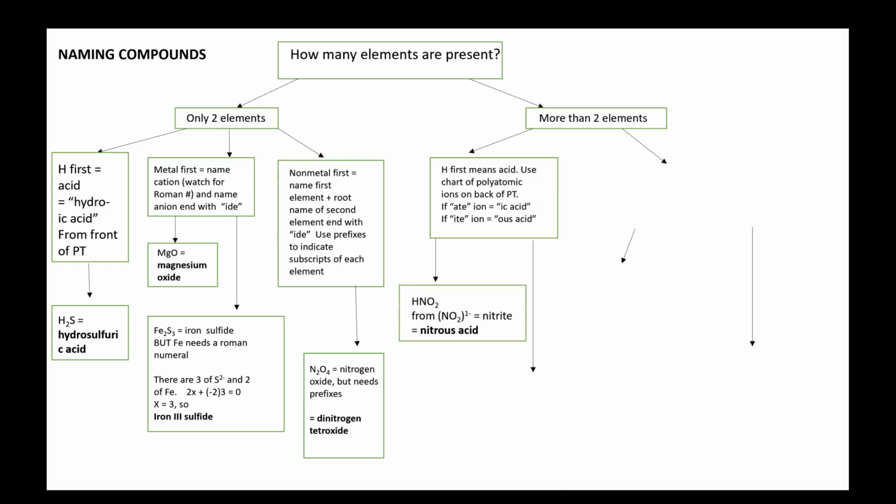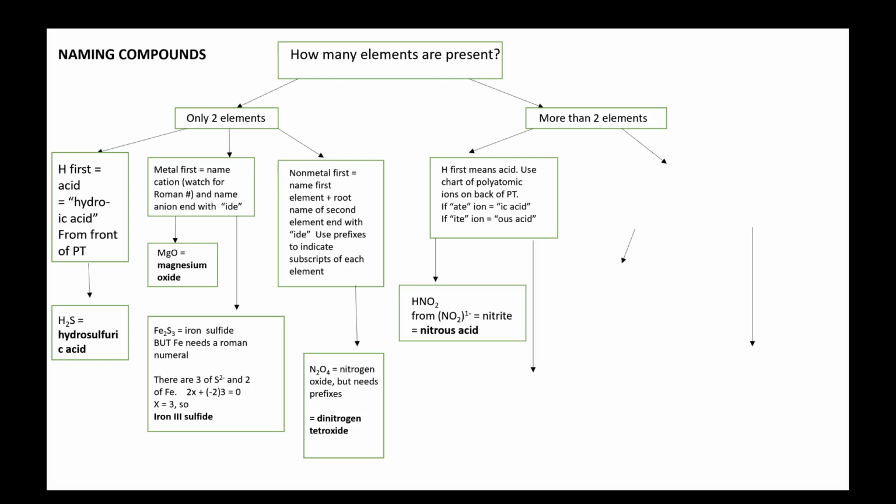Okay. If I have more than 2 capital letters, what that means is the H, if it's written first, means it's an acid. You're going to use the chart of the polyatomic ions on the back of the periodic table. If it is an ATE ion, it becomes ic acid, no hydro. If it's an ITE ion, it's an OUS acid.